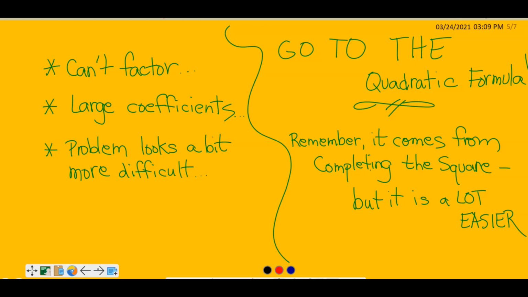Okay, so you've got a weird looking or a scary looking quadratic, it's got large numbers, or it's really obvious that you either can't factor it or why would you want to? It's going to be a mess. Go directly to the quadratic formula. Remember, it comes from completing the square. So yeah, you can solve a quadratic by completing the square, but it doesn't take very long for that process to get really messy, really fast. So why not just use the quadratic formula?